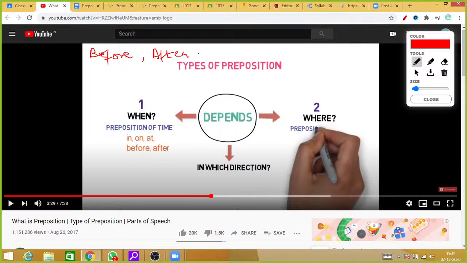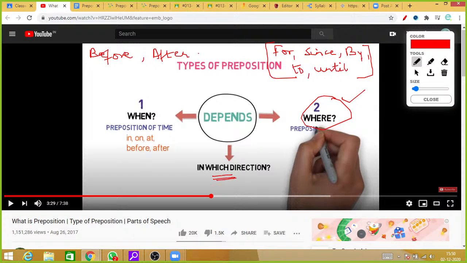There are more words also. There are more prepositions of time. I said for, since, by, to, until. See, there are all these also which we have to do. Then prepositions of place are easy. Then we'll go on to prepositions of direction.